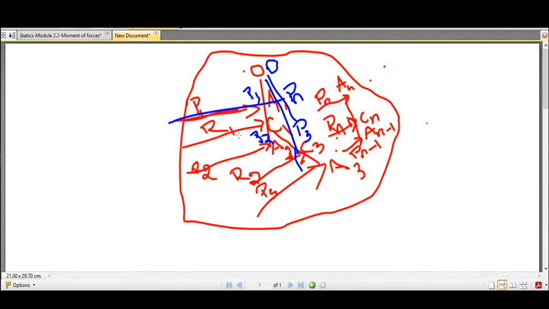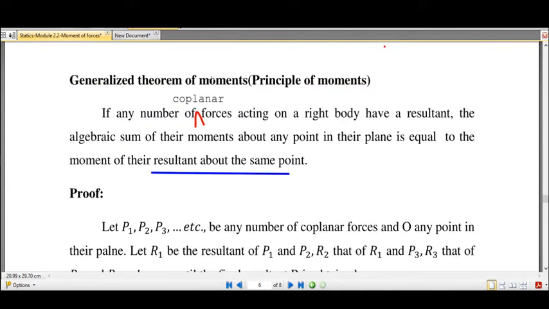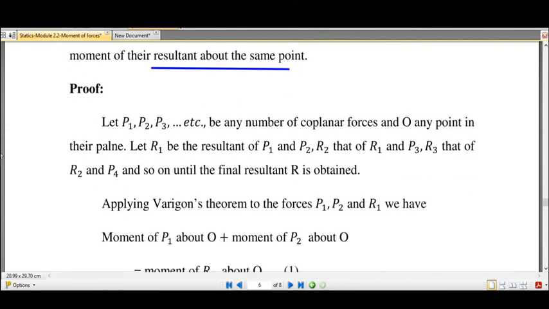In general, small bn is the perpendicular distance. Here we take red color as capital Bn, blue color as small bn. So small bn is the perpendicular distance from the fixed point O to the nth force Bn. Likewise, we can take any number of forces. So how do we calculate the moments of n number of forces?